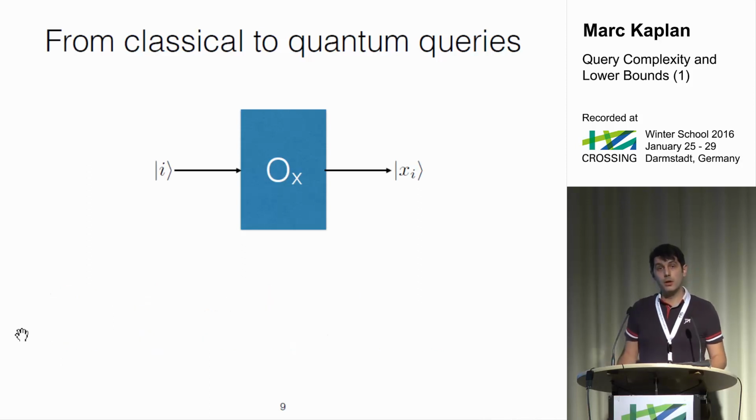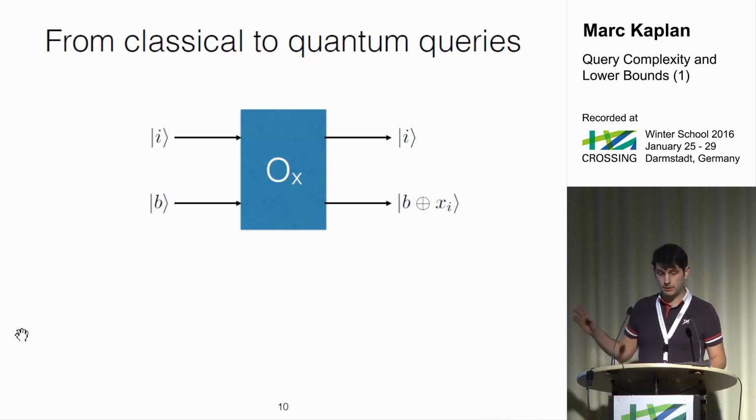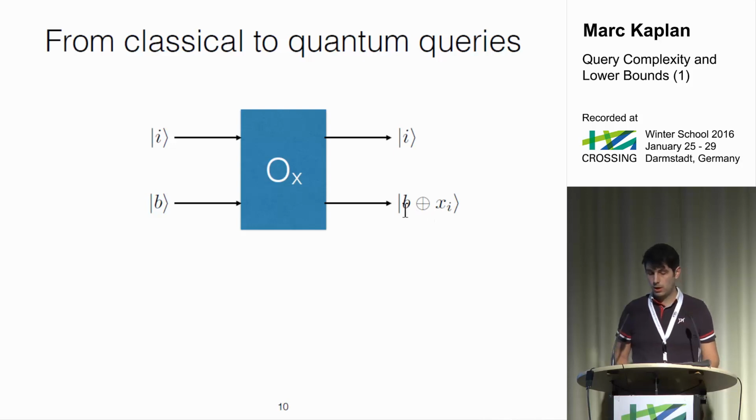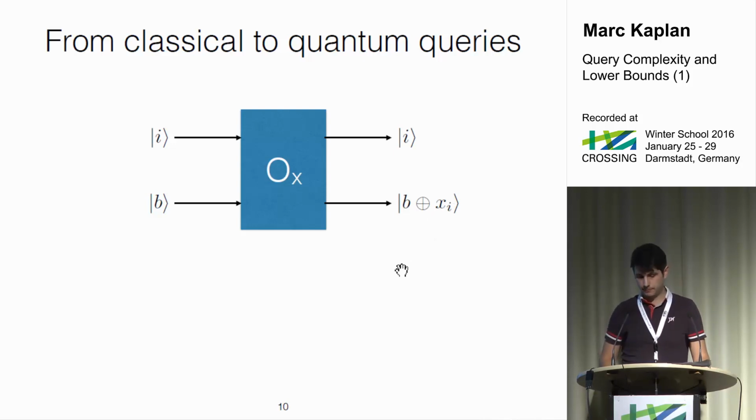So in the quantum setting, what you want to do is make these queries in superposition. In fact, this is not quite the correct thing to do, because you need to have an oracle, this black box, which I also call an oracle, and you have to make it reversible. This is one way of doing it. There are other ways of making it reversible, but this is what we will do in this talk. So now my oracle takes two inputs, the index i and some bit b, and it returns i and the XOR, the addition mod 2, of b and the i-th bit of x.